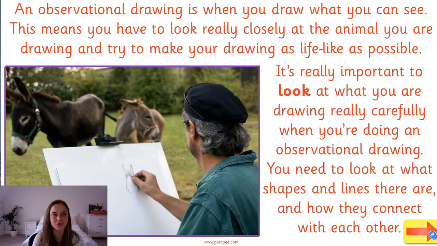So, an observational drawing is when you draw what you can see. This means you have to look really closely at the animal you are drawing and try to make your drawing as lifelike as possible. It's really important to look, and we've used that word already, look at what you are drawing really carefully when you're doing an observational drawing. You need to look at what shapes and lines there are and how they connect with each other. Great, and you can see an artist there sketching those donkeys.